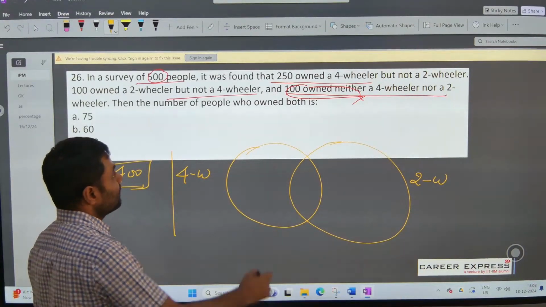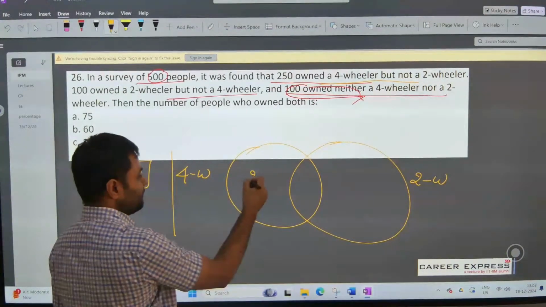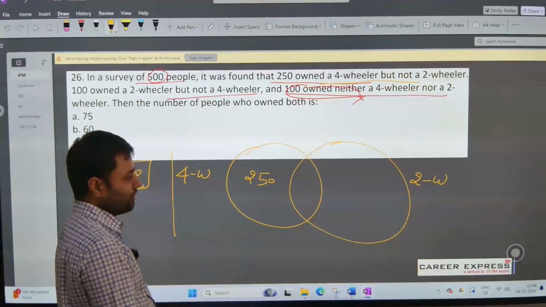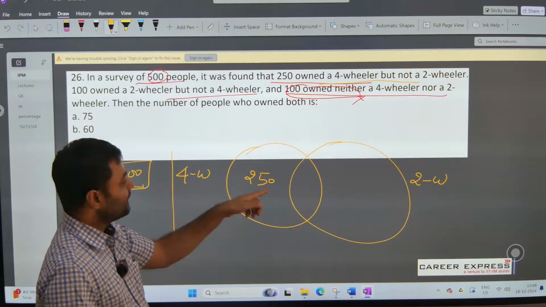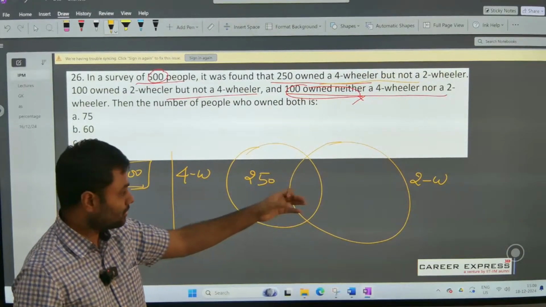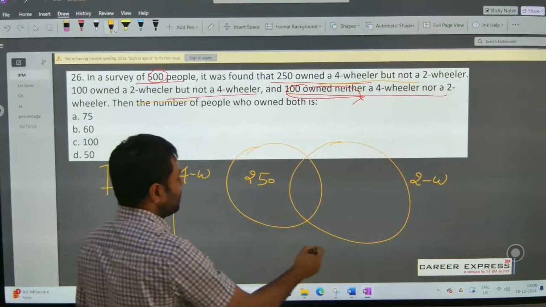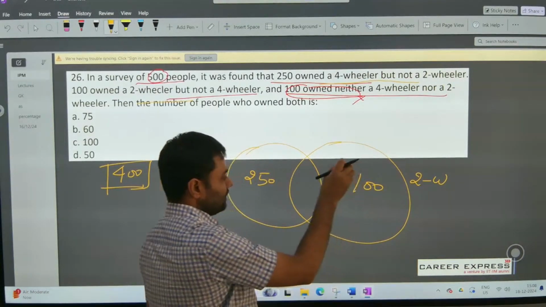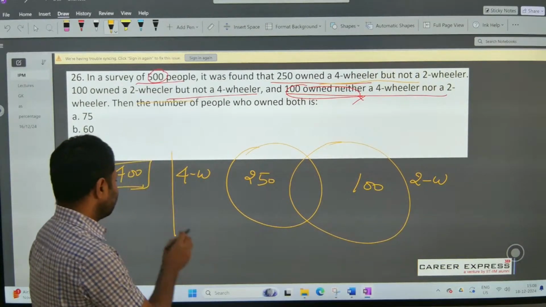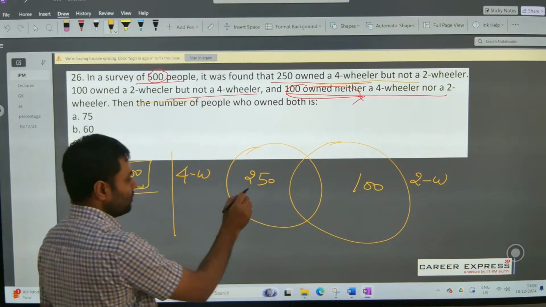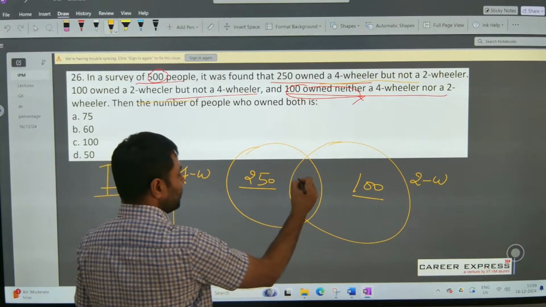Now the question says 250 owned a four-wheeler but not a two-wheeler. That means 250 people only have a four-wheeler and not a two-wheeler. So this 250 will only lie in the four-wheeler side and not in the two-wheeler overlapping portion. Similarly, 100 owned a two-wheeler but not a four-wheeler. So these 100 will come here in only the two-wheeler category but not in the four-wheeler category. So as I just said, the total should be 400 and we already have 250 plus 100, 350. That means there should be 50 more people and they should be here.